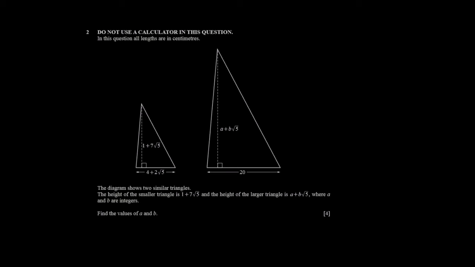Okay. The diagram shows two similar triangles. Now, the emphasis here is on the word similar, right? So that's going to be important. Why? Well, because essentially the ratio of this length to this length is going to be equal to the ratio of this length to that length, right? That's the key. Okay, the height of the smaller triangle is 1 plus 7 root 5, and the height of the larger triangle is a plus b root 5, where a and b are integers. Find the values of a and b.